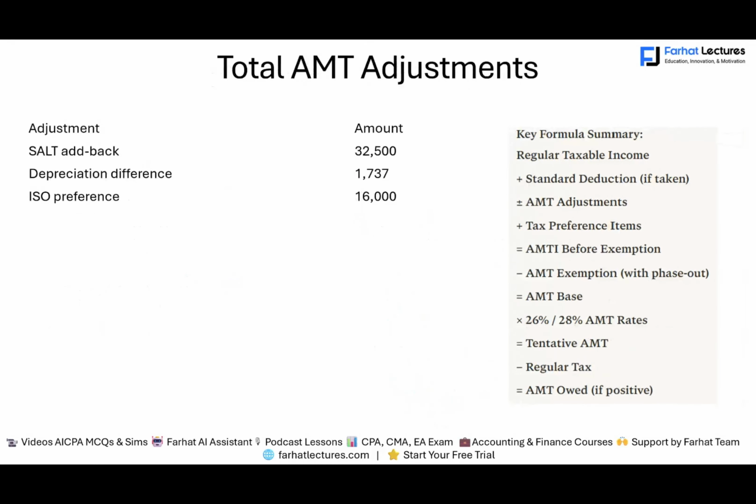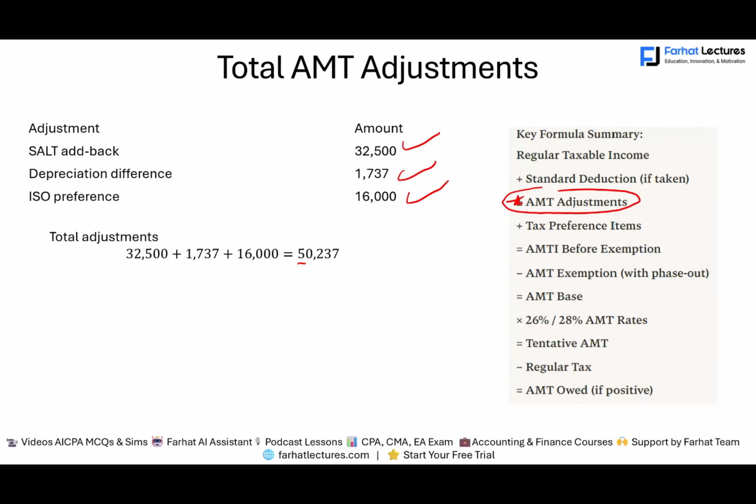At this point, we covered the Schedule A, the depreciation, and the ISO preferences. Therefore, in total, we have adjustments of 50,237. So we did not have any negative adjustments. All the adjustments were positive. For the sake of this illustration, we don't have any tax preference items.